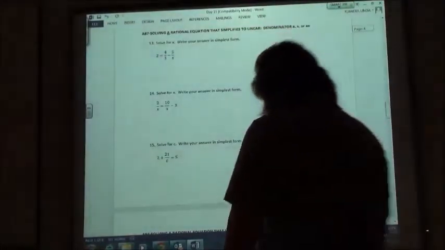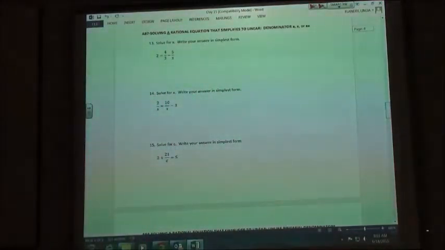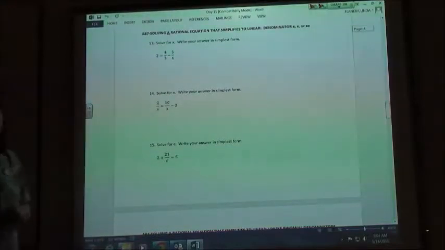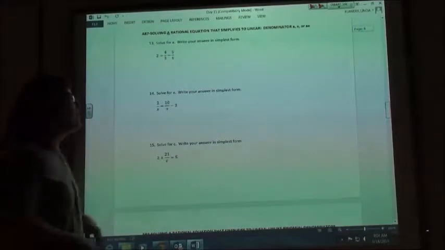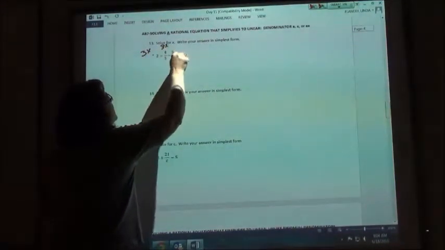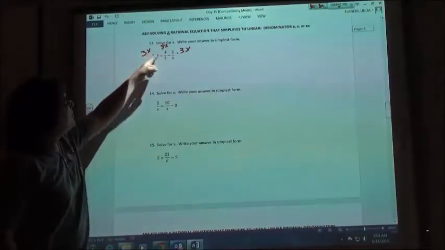The next one, solving rational equations that simplify into linear equations. Same kind of philosophy. I want to get rid of the fractions, so I'm multiplying by my common denominator. In this one I have a 3 and an x, so I have to multiply every term by the 3x. One to get rid of the 3 and one to get rid of the x. So I take that times 3x, this one times 3x, and this one times 3x. Here I didn't have a fraction, I'm just going to multiply.